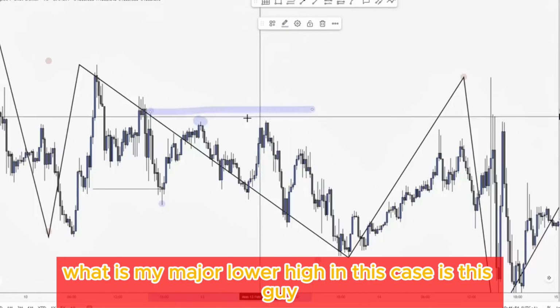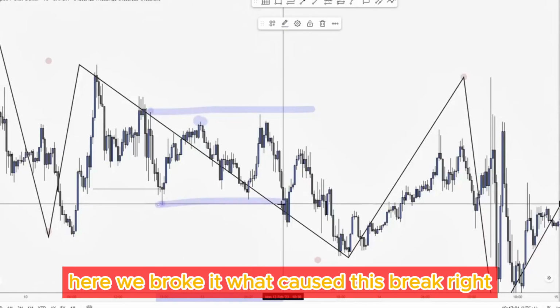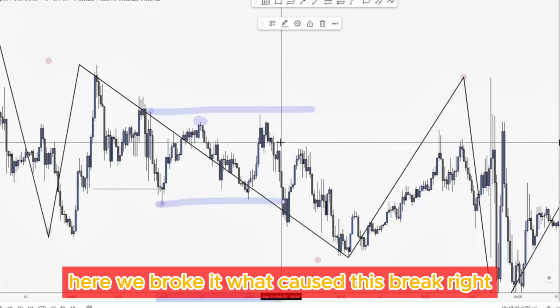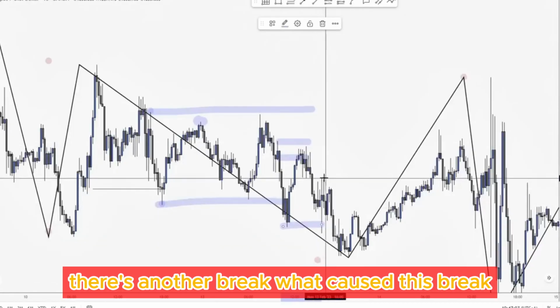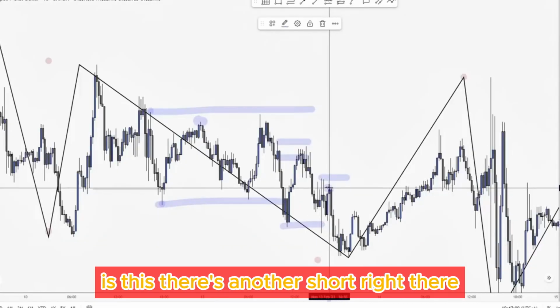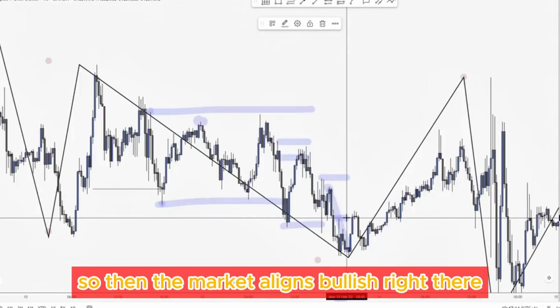In this case, it's this guy. Take a short from here, came in, didn't break it, take a short from here. Here we broke it. What caused this break, right? It's this little guy. There is another short. There is another break. What caused this break? It's this. There is another short right there. Then we break, and here we actually formed the lower low, right? So then the market aligns bullish right there.